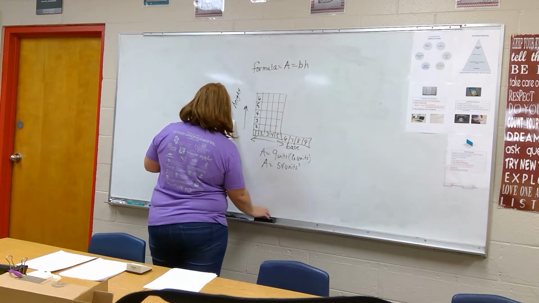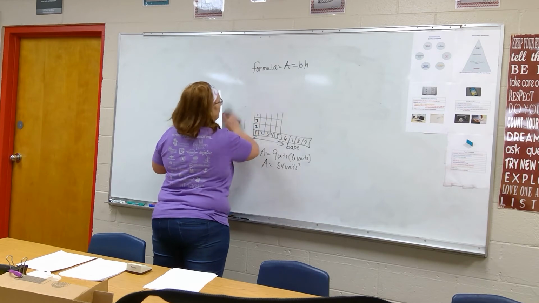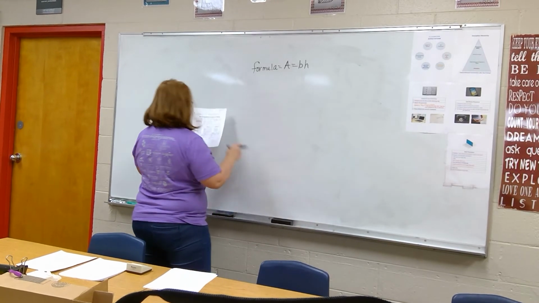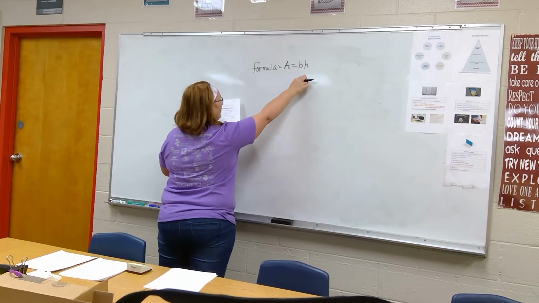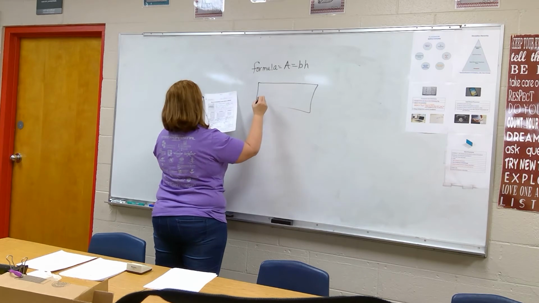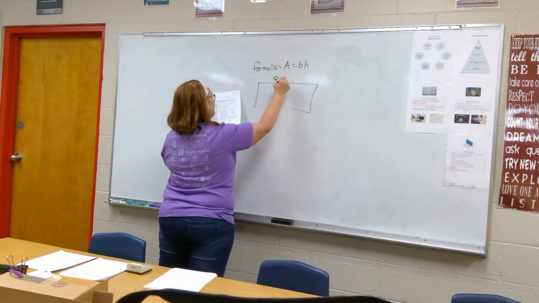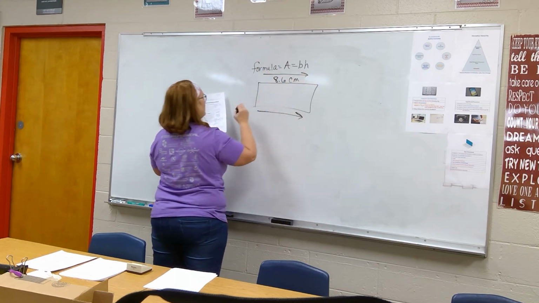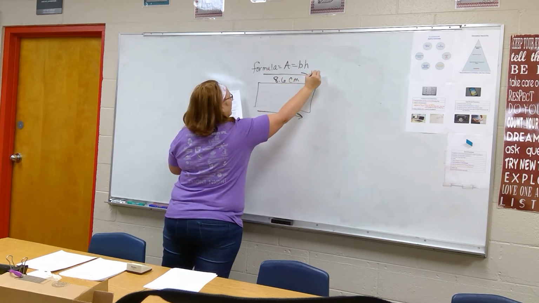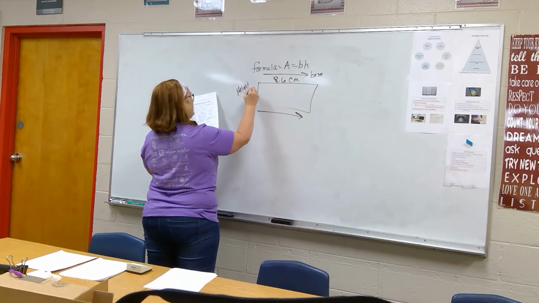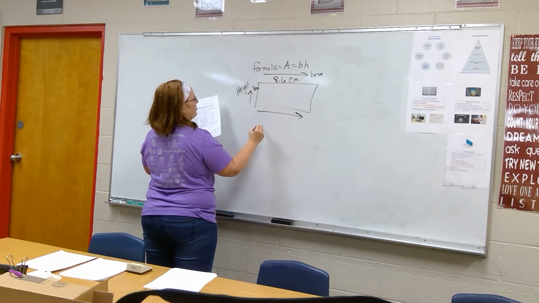Now let's look at the next one. This time, they're not giving us little boxes to count. Instead, they've actually measured it for us. So it says write the formula. Same thing right here, area equals base times height. They've given us a rectangle. It says it's 8.6 centimeters base. This is going to be my height. It says 3 centimeters.